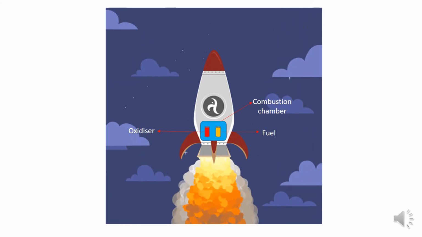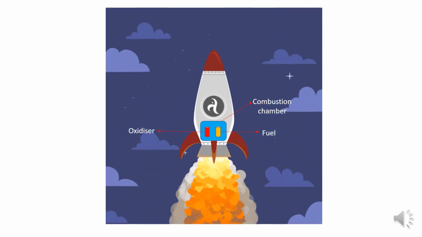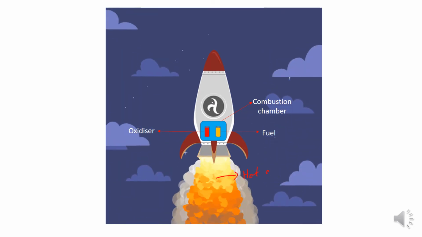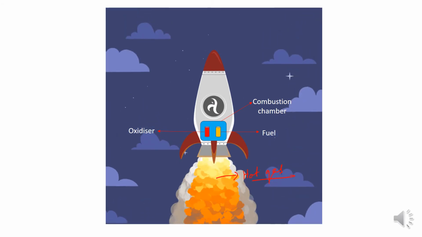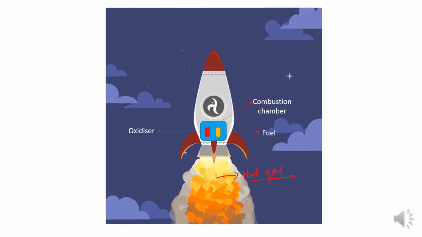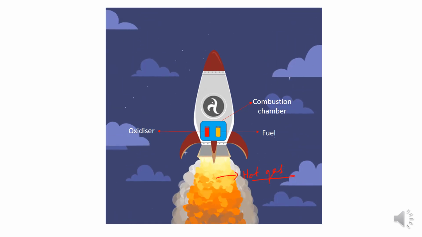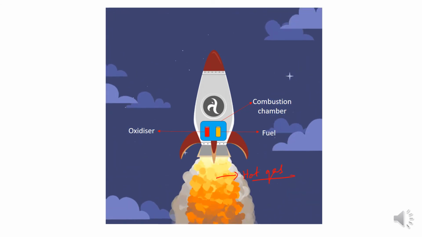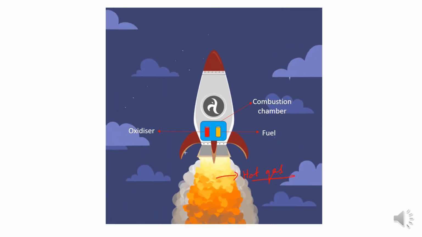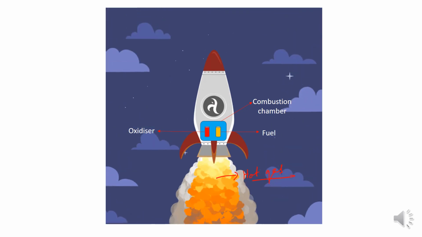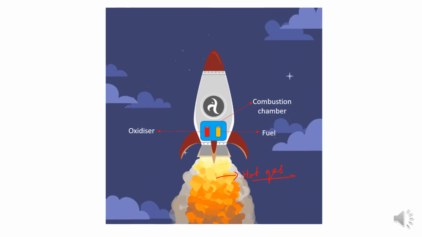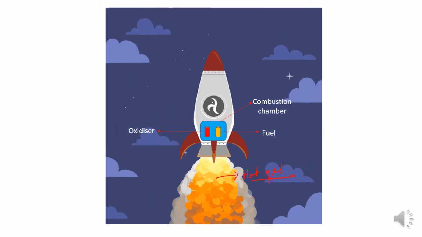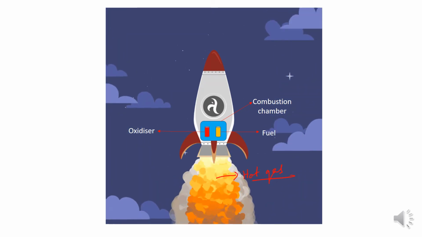You can see an animation shown here. This is the hot gas ejected, the jet ejected out. Here you can see the combustion chamber, and there are two separate chambers, oxidizer and fuel. The oxidizer and fuel come out of these and are burnt inside the combustion chamber, and then through the orifice hot gas in the form of a jet comes out, and the momentum is given to the rocket and it moves forward. So this is the mechanism based on Newton's third law.